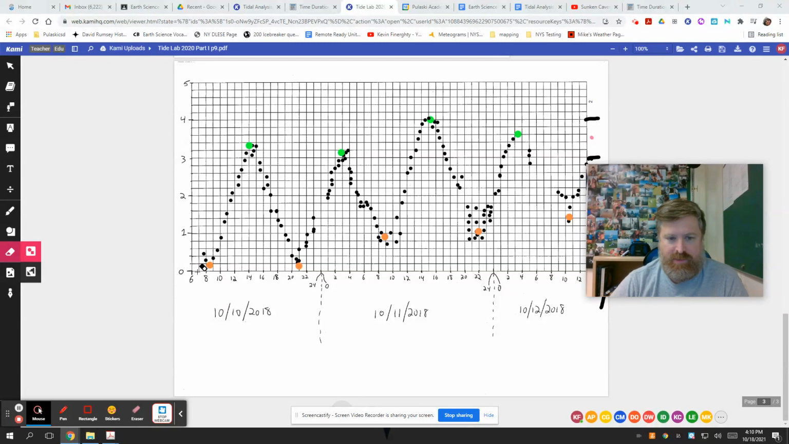That's fairly simple. We'll do the same thing with lows. How long was that? How long was that? How long was that? How long was that? Average them up. Use that to figure out when the next one would be.